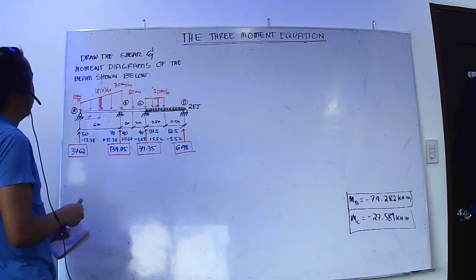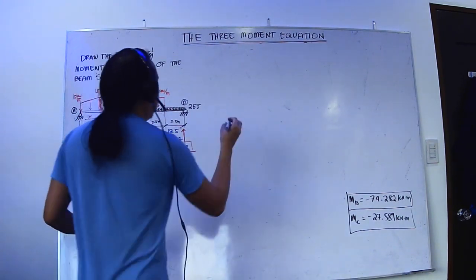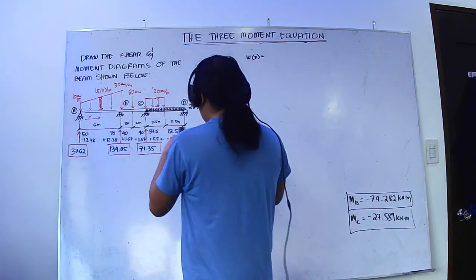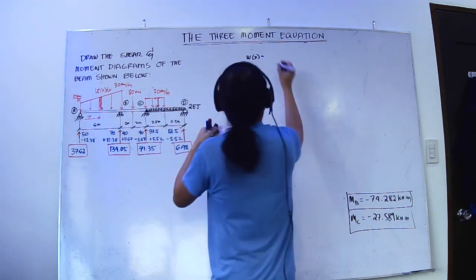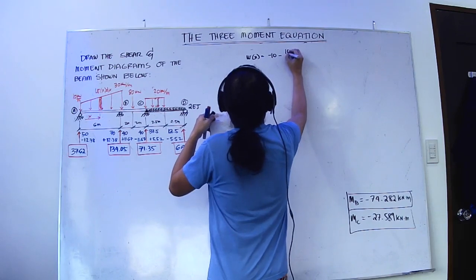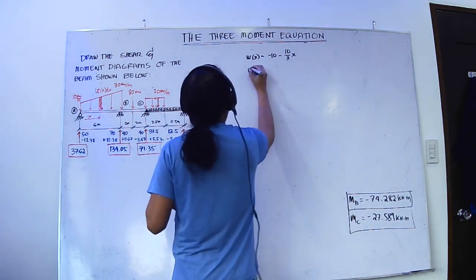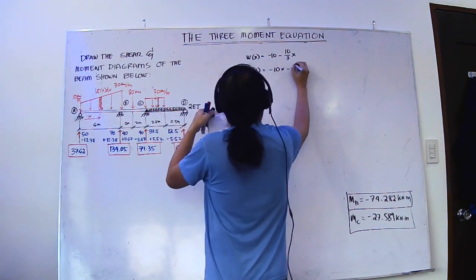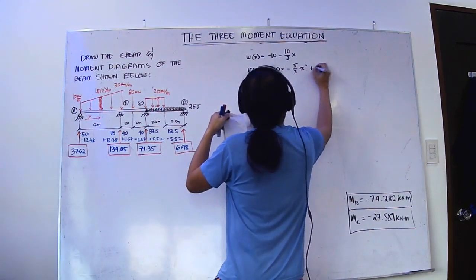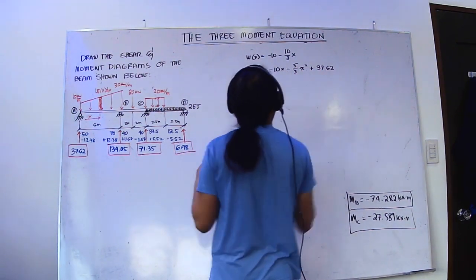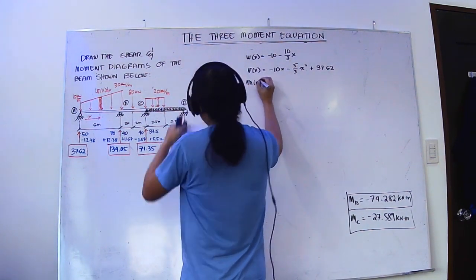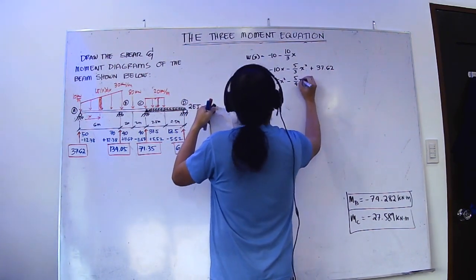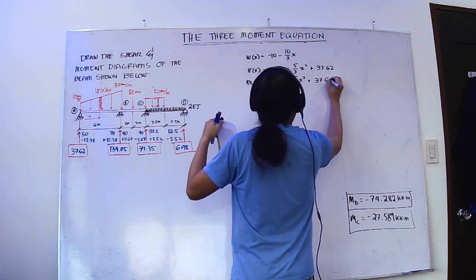Here is w(x) dx. How do we deal with this? We already know that w(x) is equal to negative 10 minus 10 over 3x, right? Integrate this: I will have negative 10x minus 5 over 3 x squared plus 37.62. Integrate again for the moment: negative 5x squared minus 5 over 9 x cubed plus 37.62x.